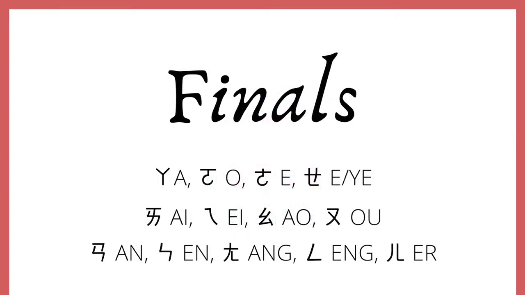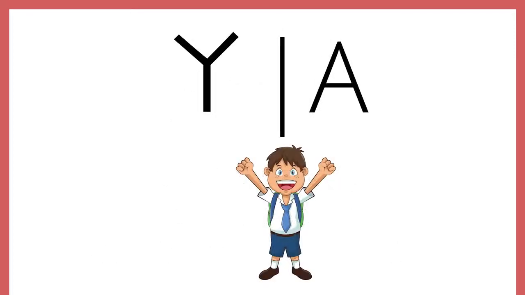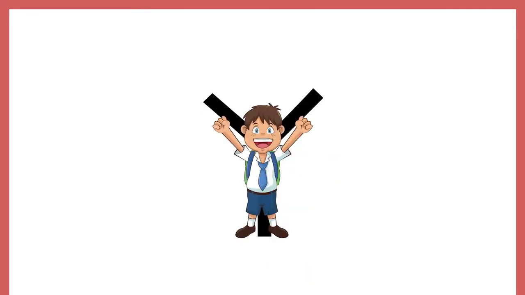Now we get to the finals, and there are quite a few of these. So get ready. Everybody buckled in? Okay, first one. Ah. Think of a kid who's just been let out for the summer break going, yeah! Then get rid of the Y, and you have ah. The pinyin is A, and the Zhuyin looks exactly like a newly freed student raising his fists in victory.